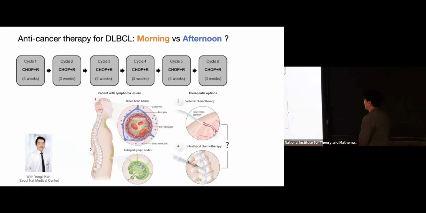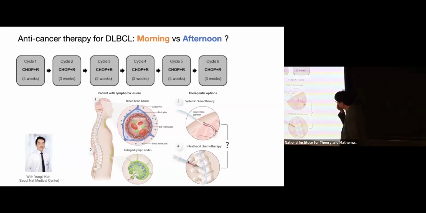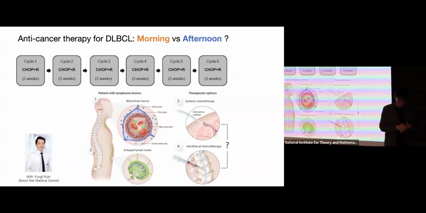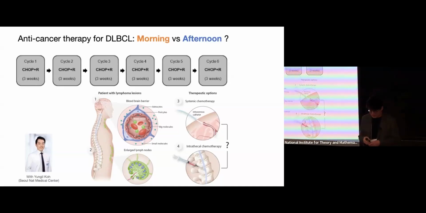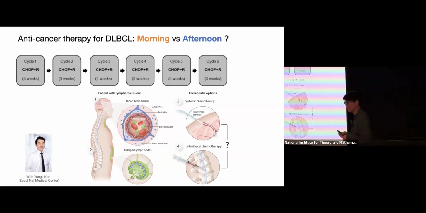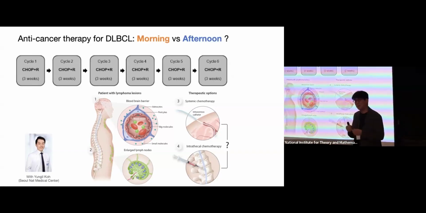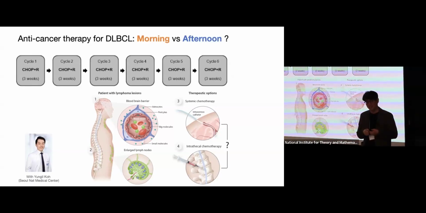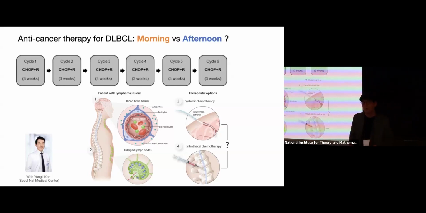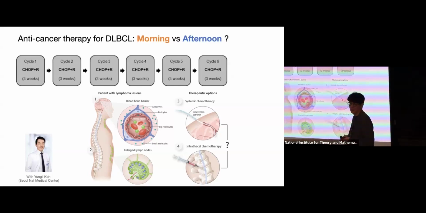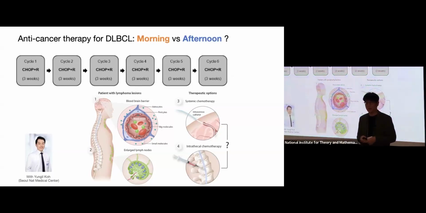So now let's change gears. So far I talked about the steady state, but now let me move to oscillation. But before that, let me do a quick survey. If someone gets cancer, then they need to get chemotherapy. Chemotherapy typically happens at 3-week intervals, 6 times. And if one goes to the hospital, the nurse will ask, do you want to come next time in the morning or afternoon? Which one do you prefer?